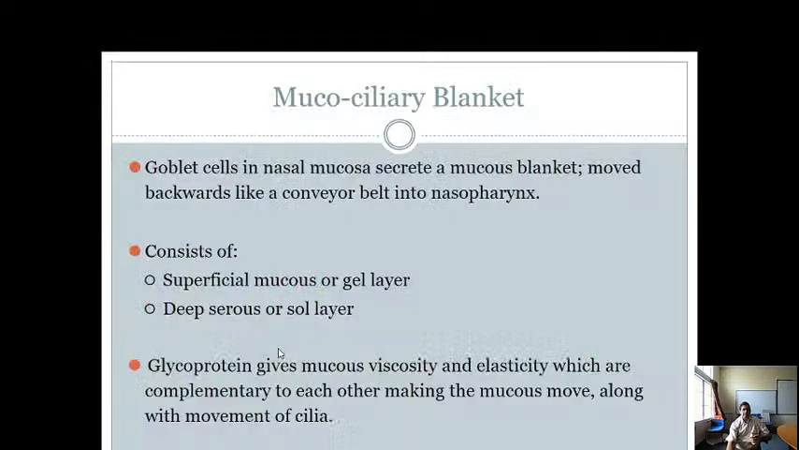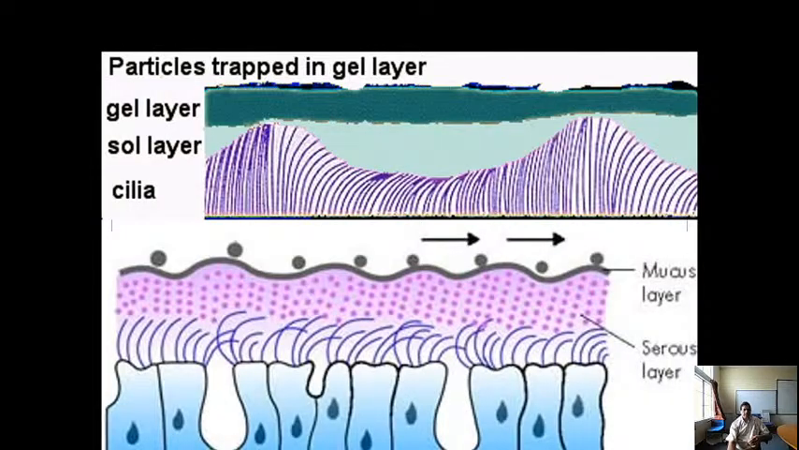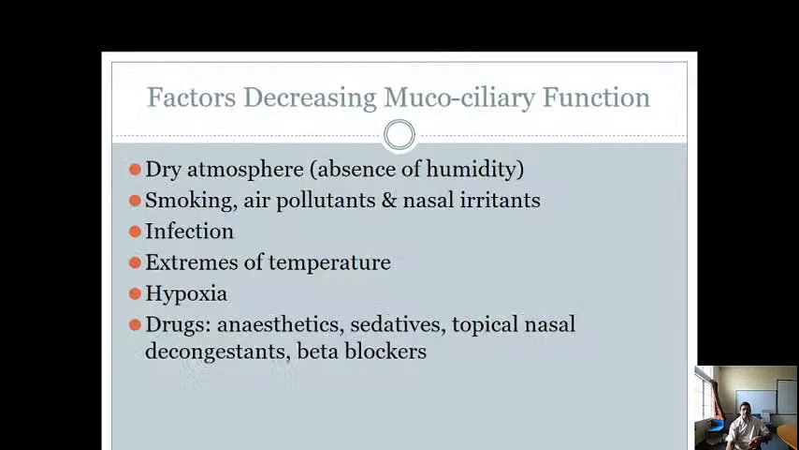So this diagram we have understood, and this is something like a conveyor belt, the mucociliary action, and this is how the cilia push the entire mucus blanket along. And for this, as I told you, the factors which decrease the motility are the atmospheric absence of humidity, smoking, extremes of hypoxia, and some of the drugs.